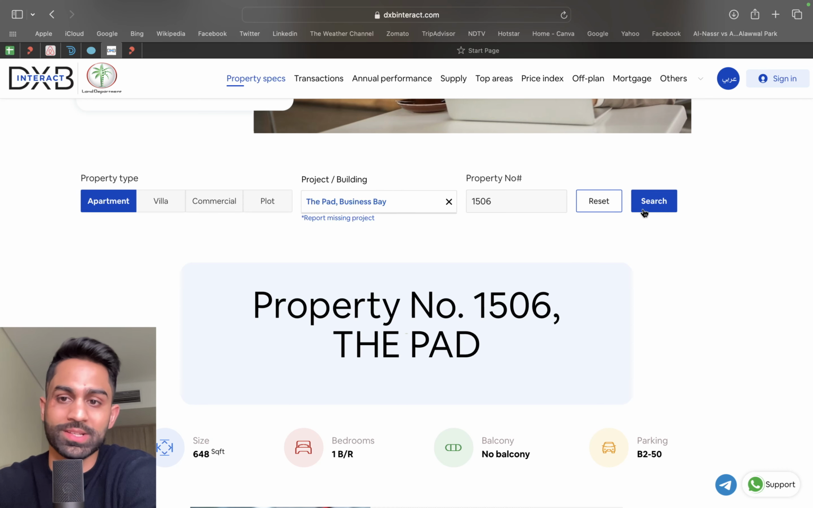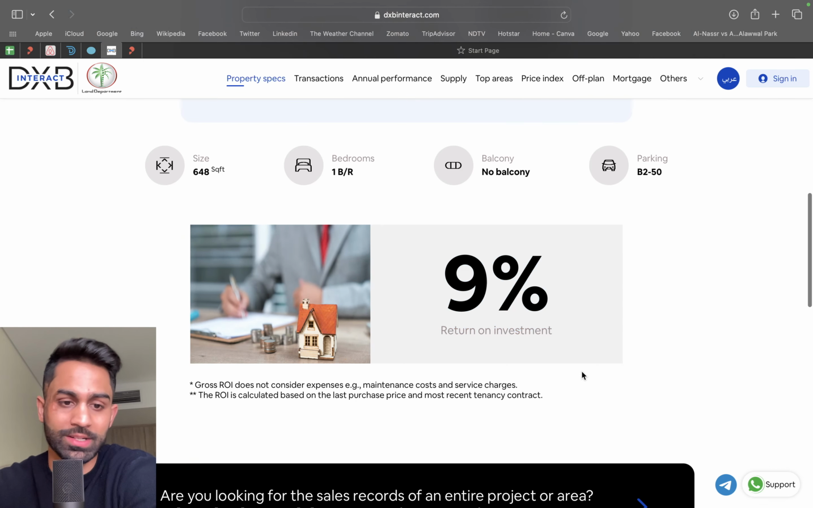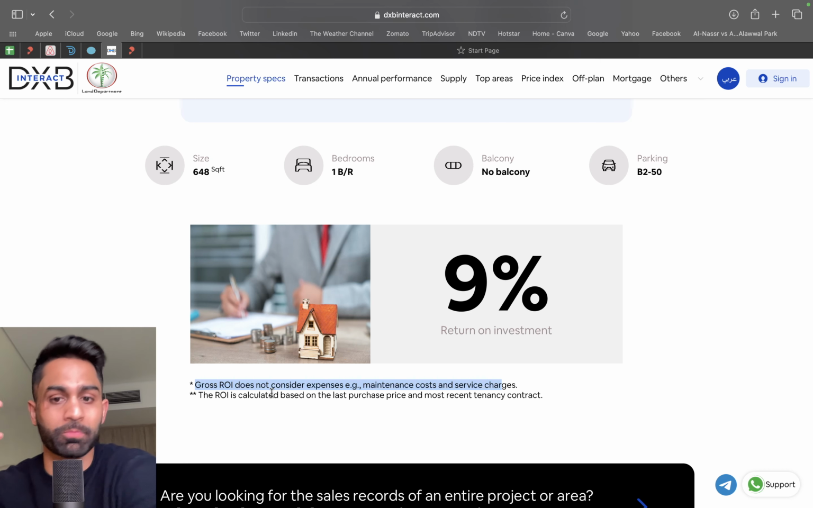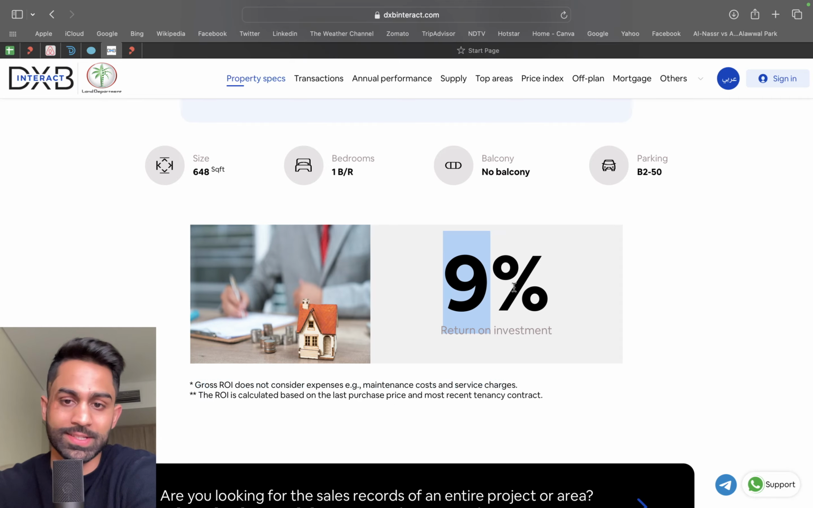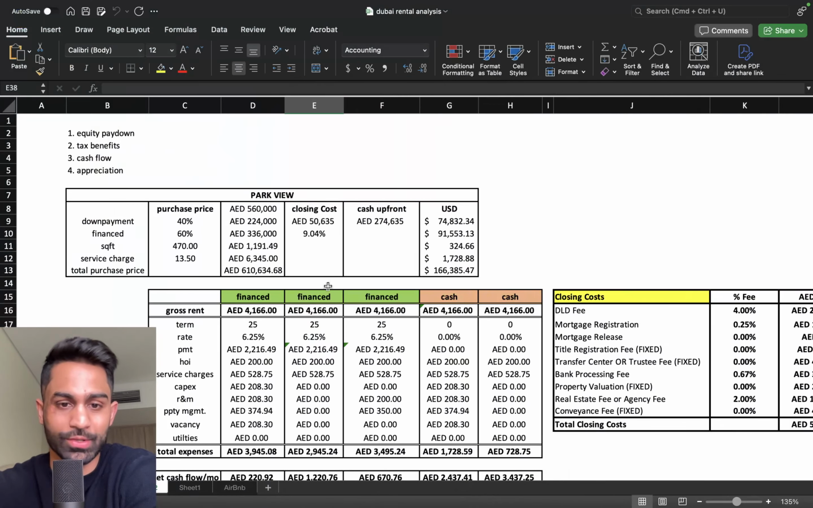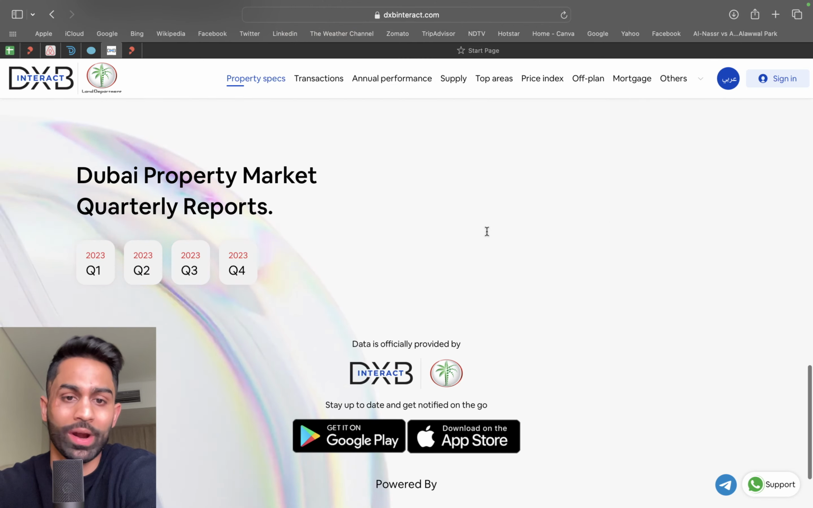So, The Pad in Business Bay. If you hit search, this will put together a return on investment. And this is a gross ROI, right? It tells you the gross annual rent divided by the average purchase price, and right now you can see that it's 9%. Now we're going to ignore this because I've got a whole spreadsheet to go over. This right here is the spreadsheet that I'm going to be going over in full detail, and something that I've created myself. But it's just a good way to analyze the market.